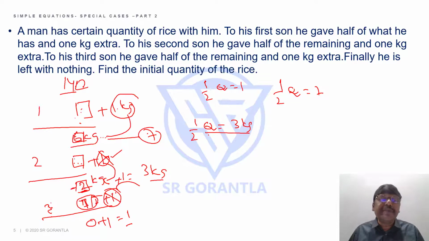If it is 6, half will be 3, because giving 1 extra, 4 is given, which means he is left with 2. If it is 2, half will be 1. He is still left with 1, but he is giving another 1 extra, so he is left with nothing. So hence, the original quantity is 14 kilograms.